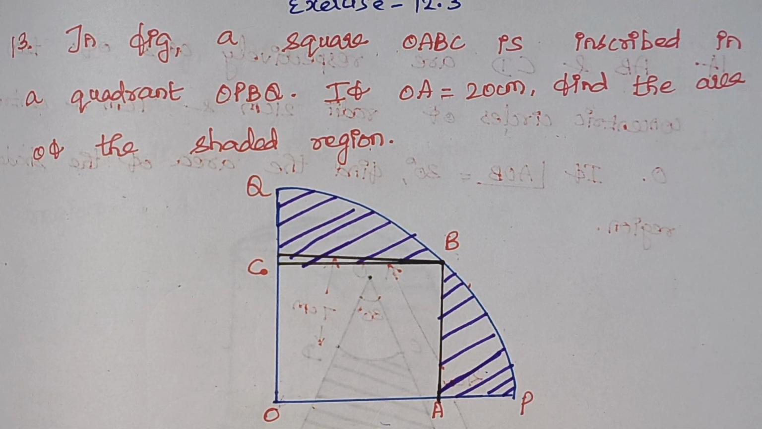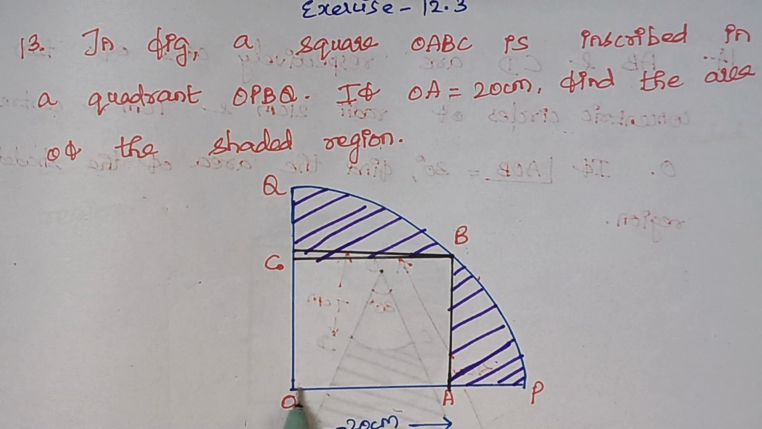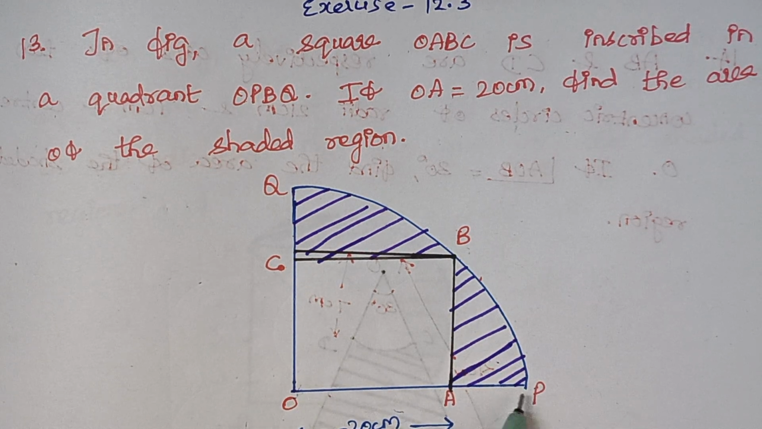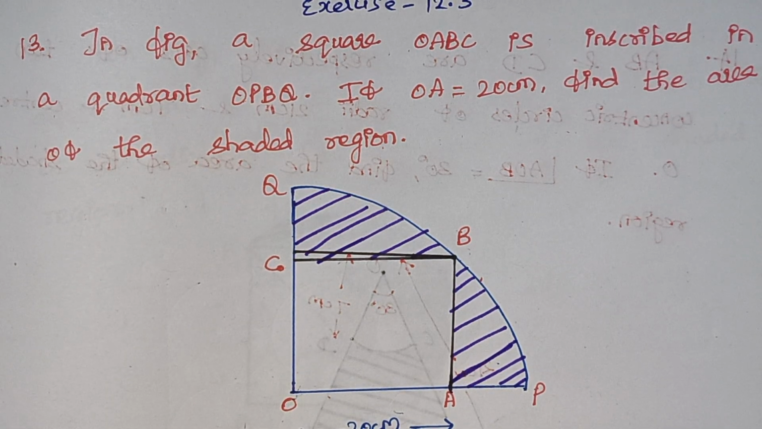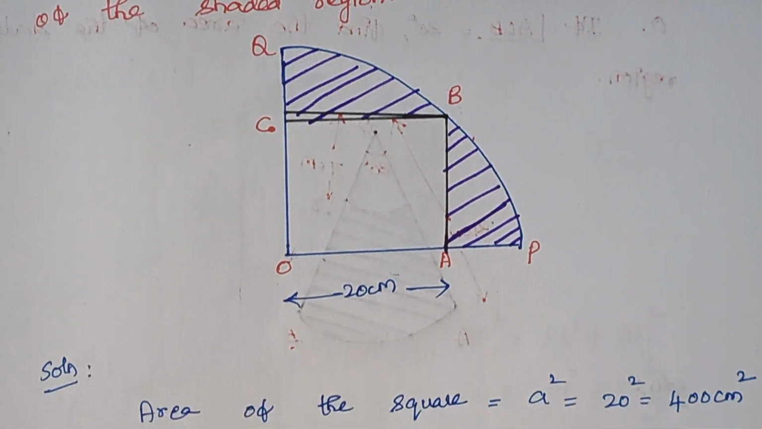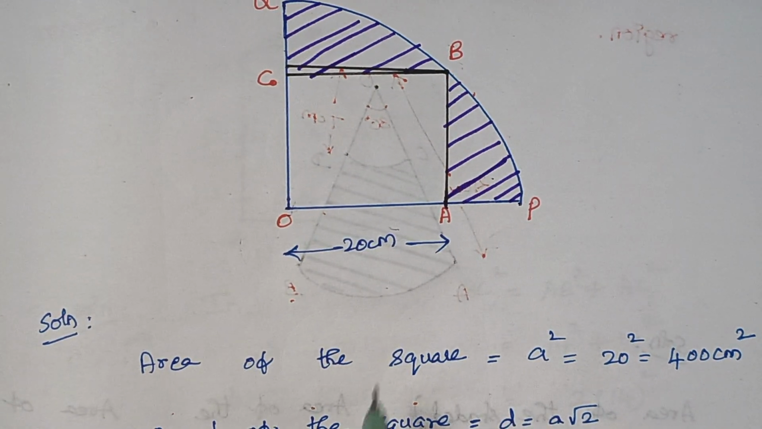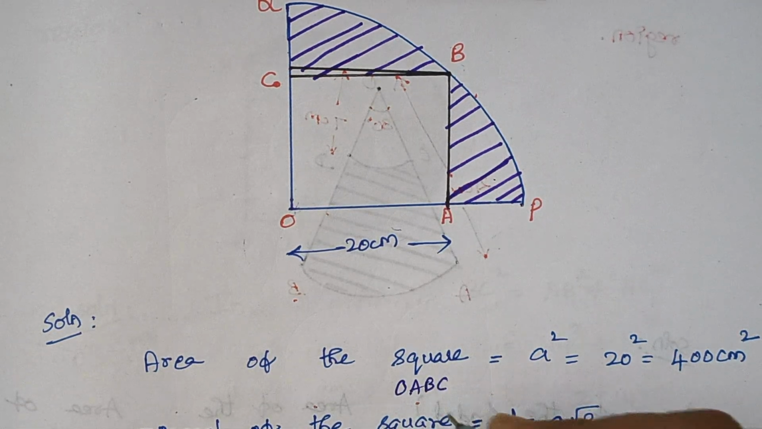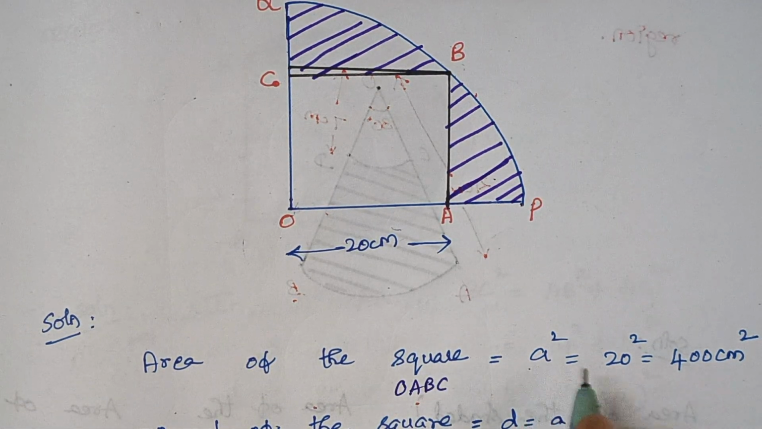But here the twist is, we are given only this length. That is OA is given, but what we actually need is the length OP. Right. So as a first step, I start with finding the area of the square and then we will proceed gradually. Area of the square OABC is equal to a square, which is equal to 20 into 20, that is 400 centimeters square.